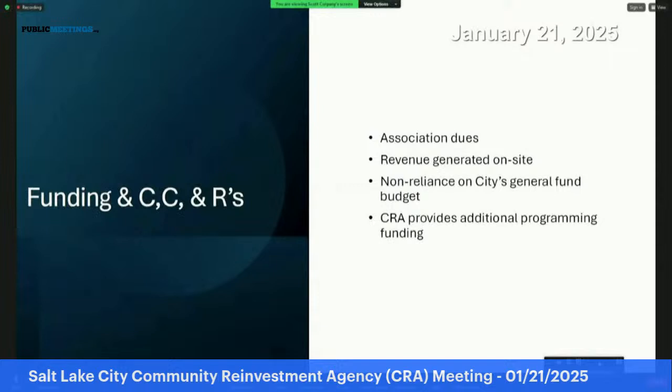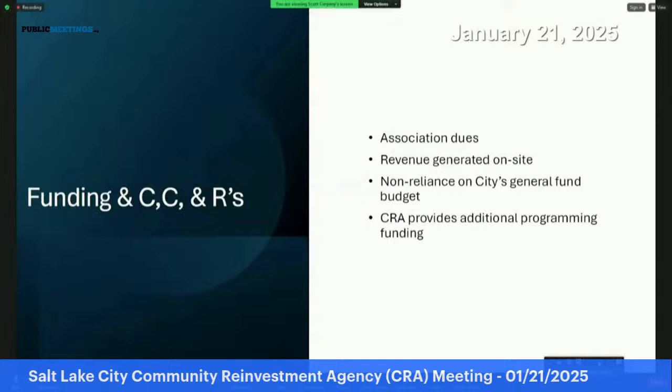For staffing or whatever, is tax increment paying for a small percentage or most of the overall, and then of the two things, the association dues and the revenue generated, what's the breakup there?